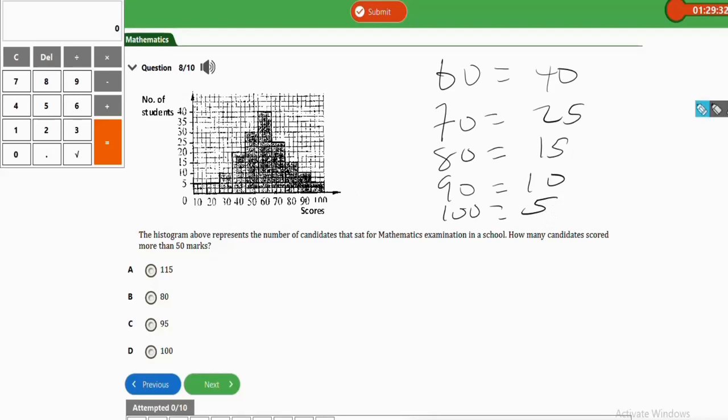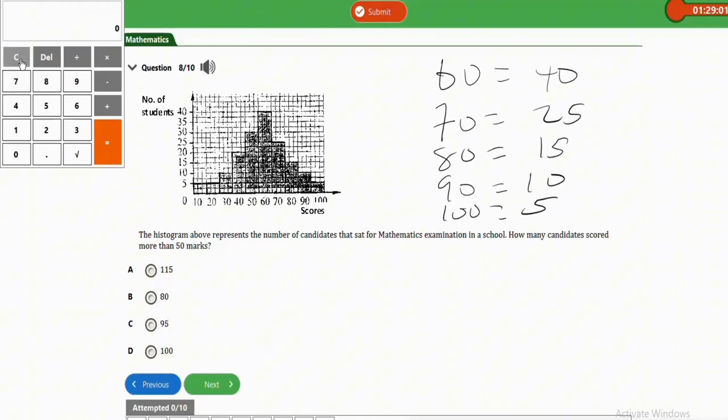Alright, so let's punch this on the calculator. This will give us 40 plus 25 plus 15 plus 10 plus 5. So we have the total to be 195, and that will be the number of candidates that scored more than 50 marks. Correct option is option C.